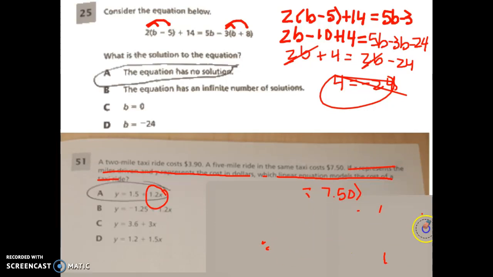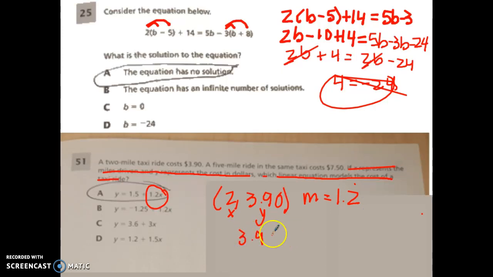All right, so it's 1.2, and then we pick a point. Pick the first point, 2, 3.90. And m is 1.2, and this is x and this is y, and so I get 3.9 equals 1.2 times 2 plus b. That's 2.4, and subtract 2.4, and I end up with 1.5. They try to trick us, y'all. They didn't get me the first time though. All right, and that's the equation.